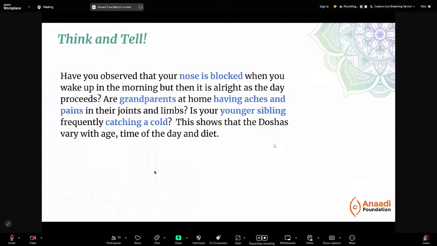So these are some questions we ask young people or children. When we talk about doshas, have you observed that your nose is blocked when you wake up in the morning, but then in the day it becomes all right? Grandparents have aches and pains in the joints and limbs. A younger sibling frequently catches a cold. So this shows that doshas vary with age, the time of the day, and also depend on the diet.